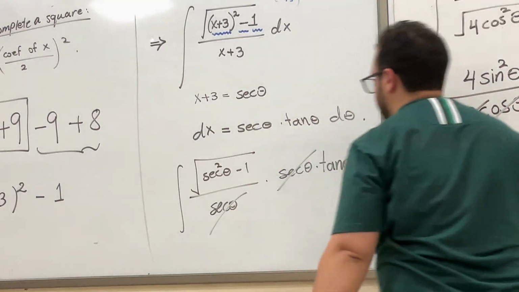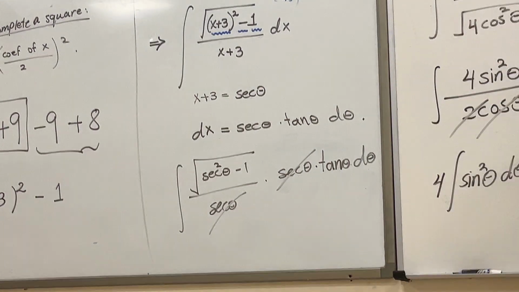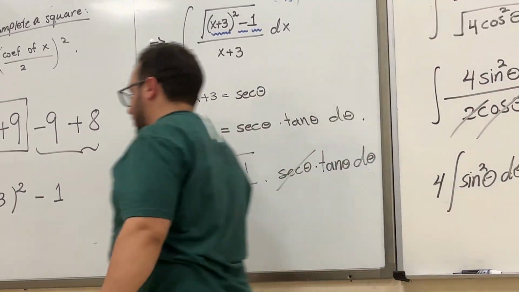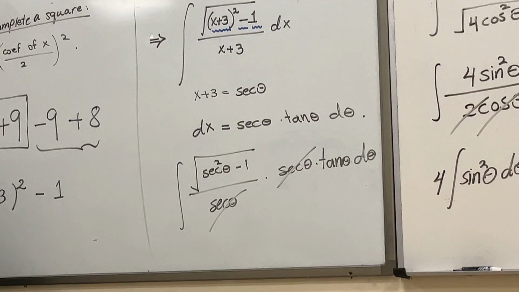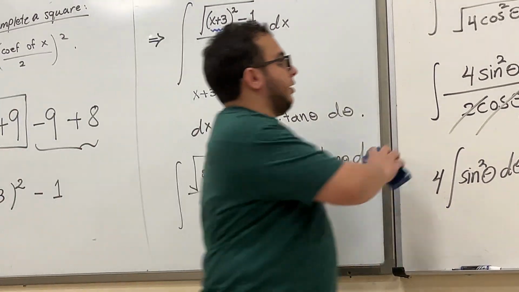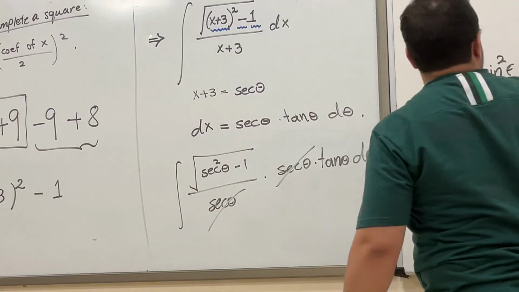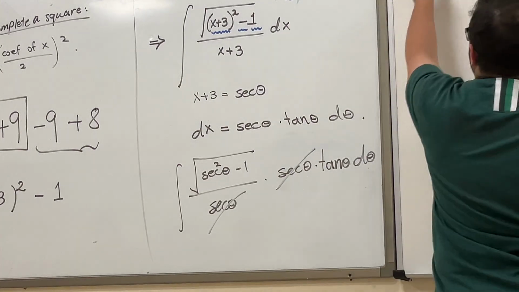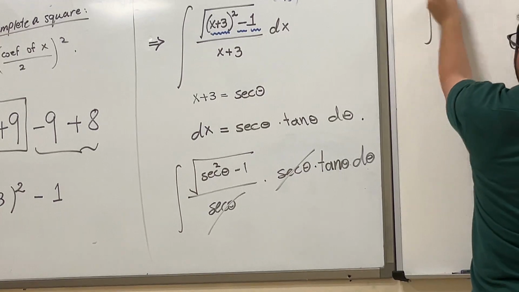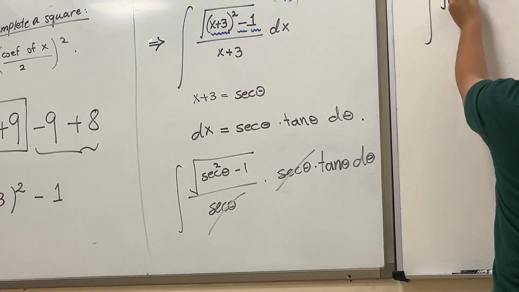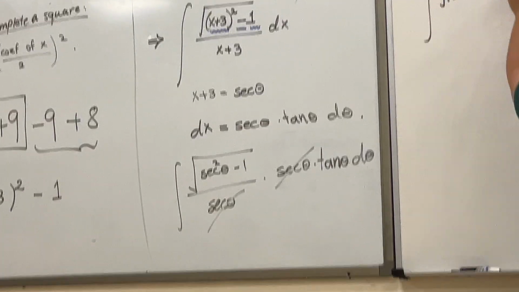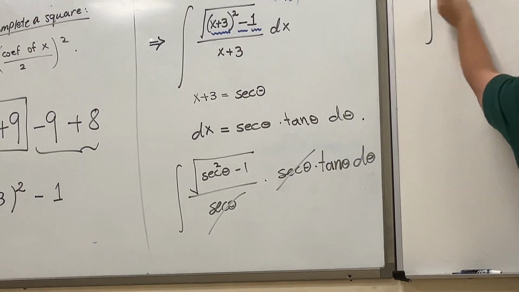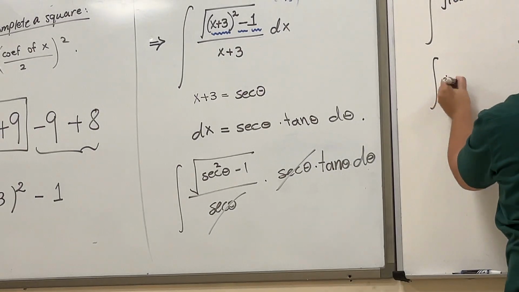Cancel, cancel. What is secant squared minus 1? Tan squared. And what's the root of tan squared? Tan. So this becomes root of tan squared times tan over tan. Cancel, cancel. So you get the integration of tan squared.